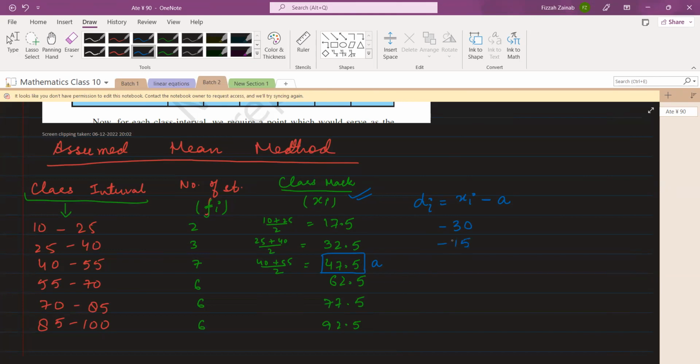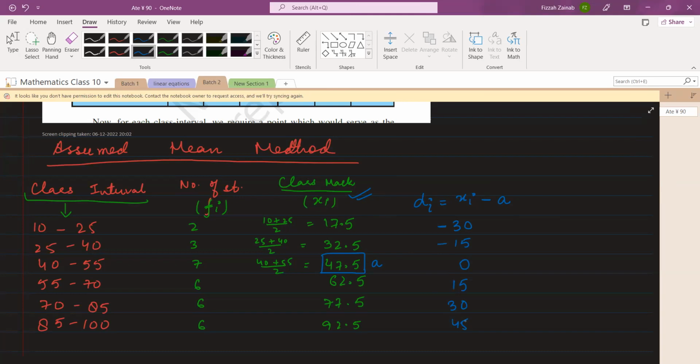Ma'am, it should be more than the half, like it can't be 32.5 or 17.5. Something around the middle value, right? Okay. You can also take 62.5. So something around the middle value you can take. So 47.5 minus 47.5 is 0. Then this will give you 15, this will give you 30, and this will give you 45. Is that clear?